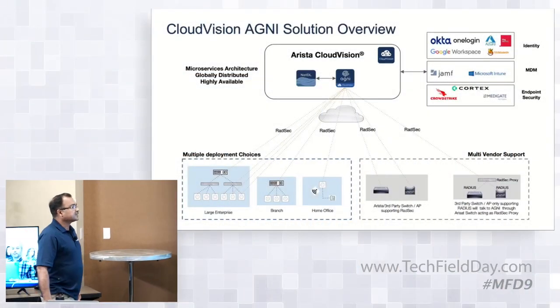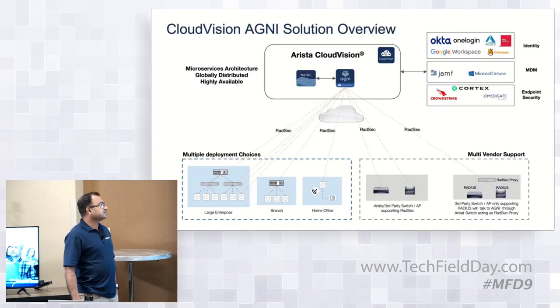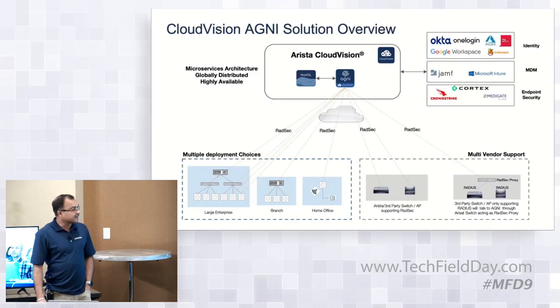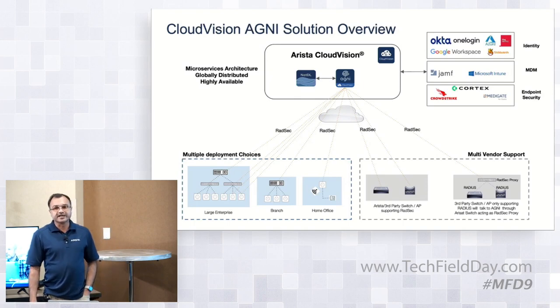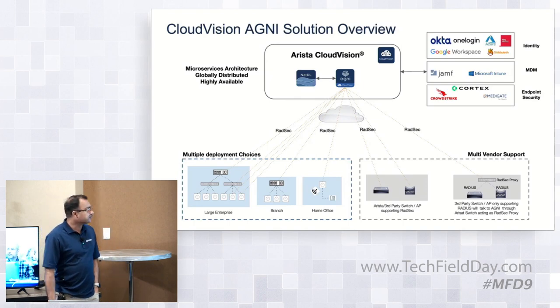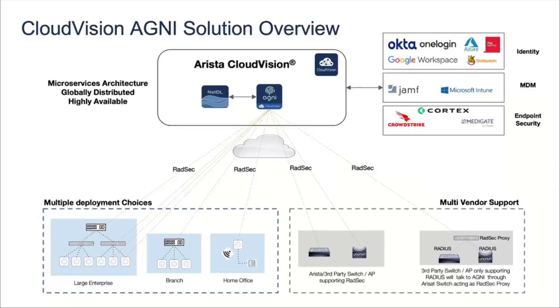In terms of Arista's CloudVision product, as Sri mentioned, CloudVision AGNI has been architected as a cloud-native solution. We have built it ground up, made up of a bunch of microservices. These microservices are each responsible for handling a specific functionality of the product. And it is globally distributed with all the geo redundancy built into the product.